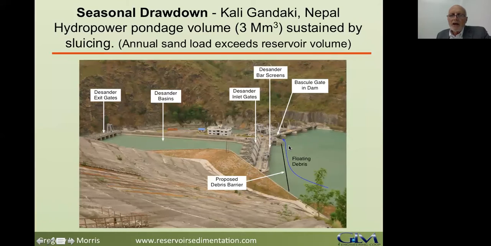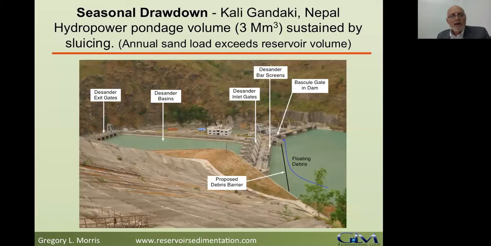This is an example of a seasonal drawdown. This is Kali Gandaki. This is in Nepal, monsoon season. In the foreground here is the desander, and over here on the right side is the dam. This photo is taken during the dry season, during the winter months. The reservoir is at a high level, and they're maintaining 3.5 million cubic meters of capacity for daily regulation for hydropower.